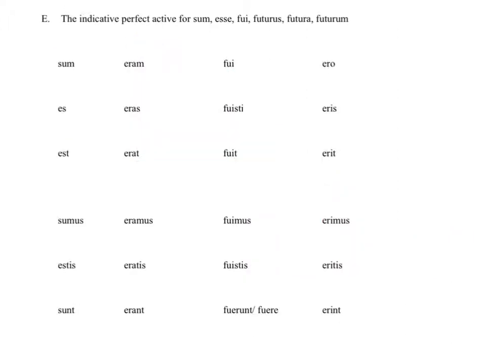The next major point is the indicative perfect active for the verb sum. The principal parts of sum are sum, esse, fui, futurus, futura, futurum. These are highly irregular principal parts, which is not surprising because this is a highly irregular verb in all forms. So again, this shows you the importance of memorizing the principal parts. You can't get by in this class without knowing the principal parts.